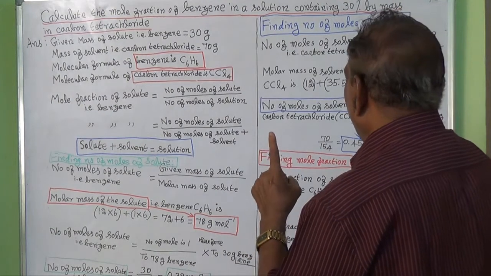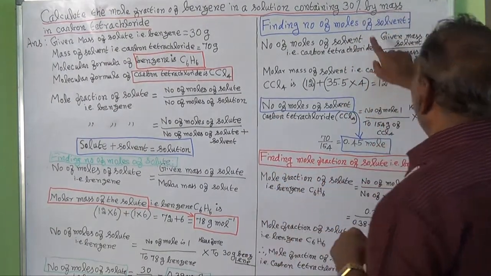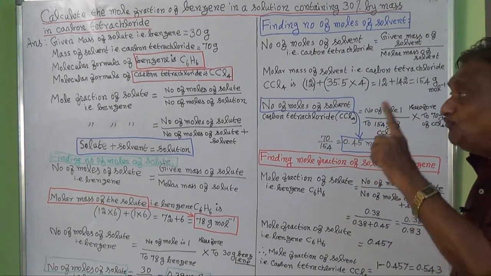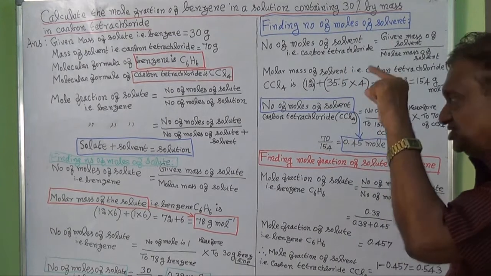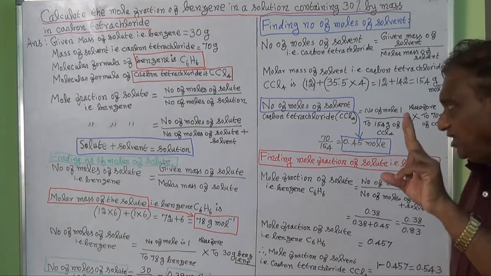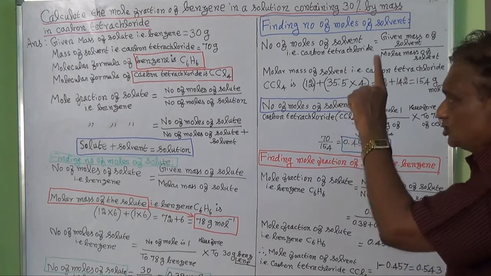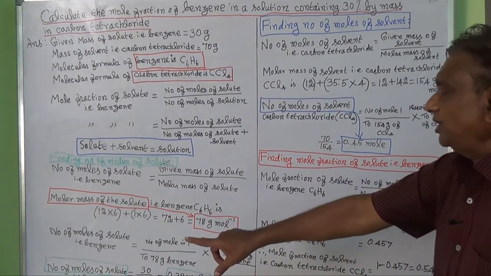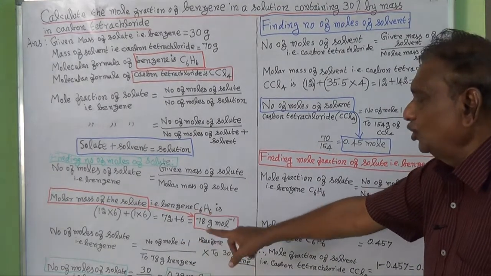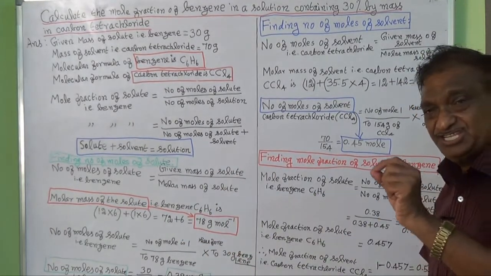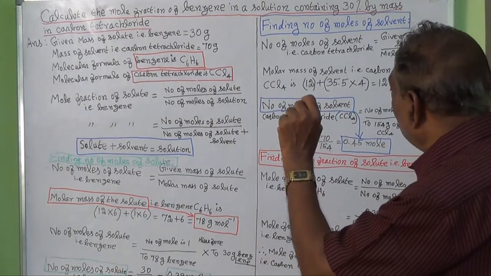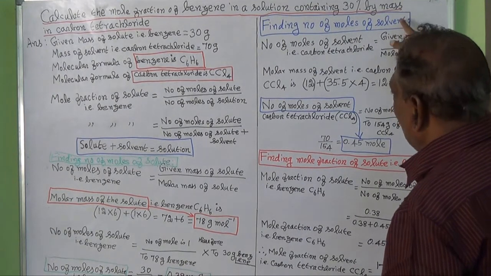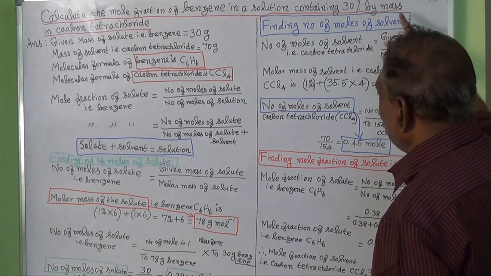Now we are going to find the number of moles of solvent, because in order to find the mole fraction of the solute, that is benzene, we need two pieces of information. One is the number of moles of the solute, the other is the number of moles of the solvent. We have already determined the number of moles of the solute, that is benzene C6H6. Now we are going to find the number of moles of the solvent, that is carbon tetrachloride CCl4.